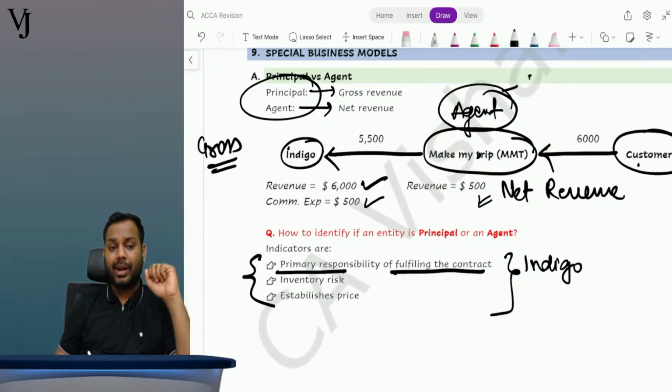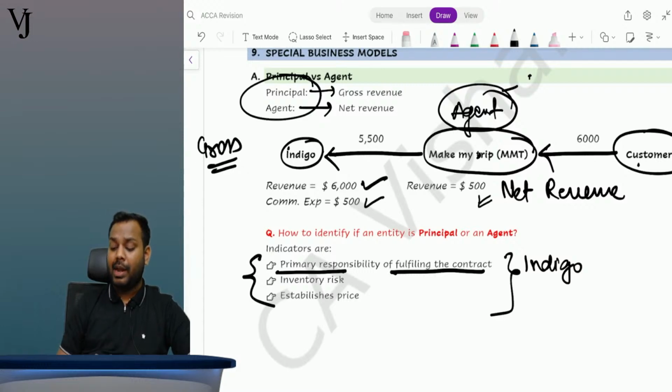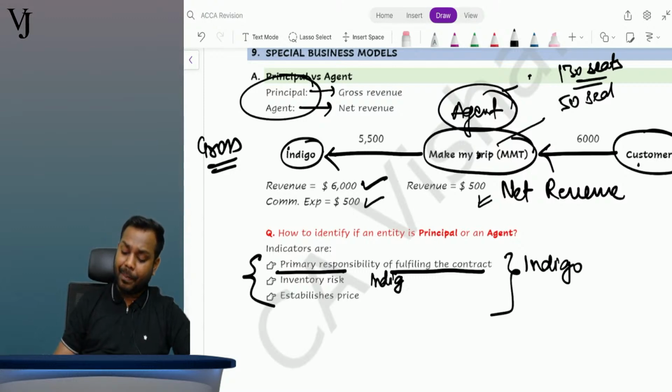Who bears the inventory risk? Let's suppose there are 180 seats in a flight, and Make My Trip is able to sell only 50 seats. 130 seats are remaining vacant. Tell me, who will bear the inventory risk? Indigo. Who sets the price?